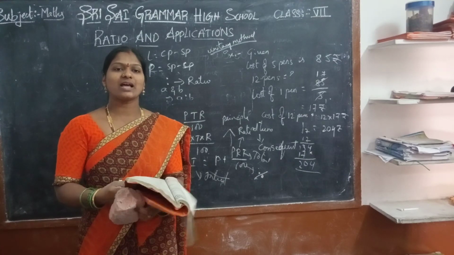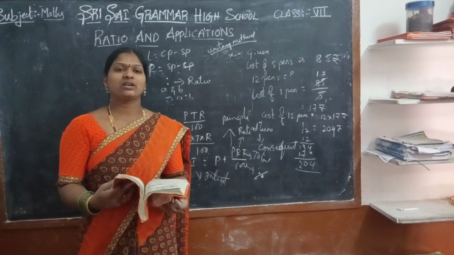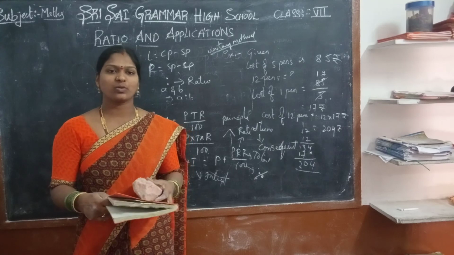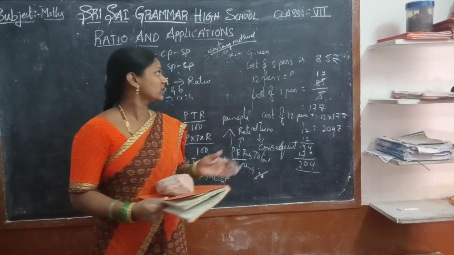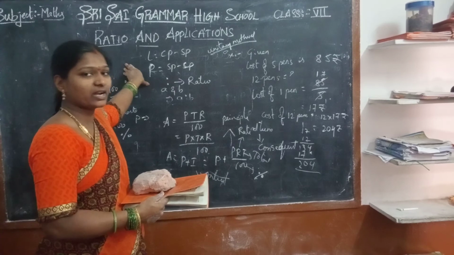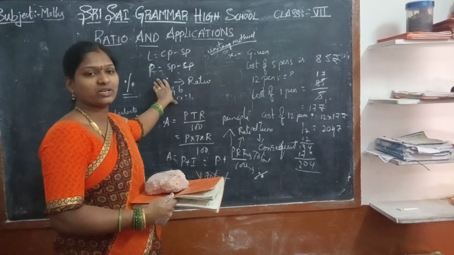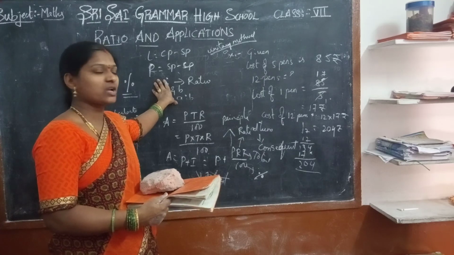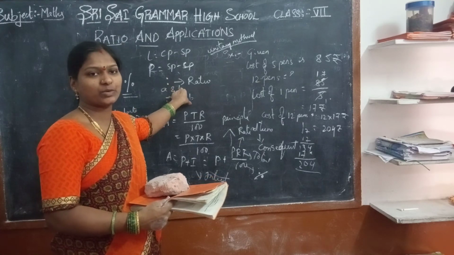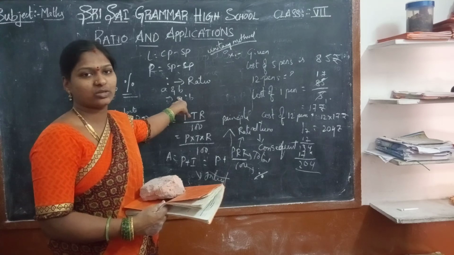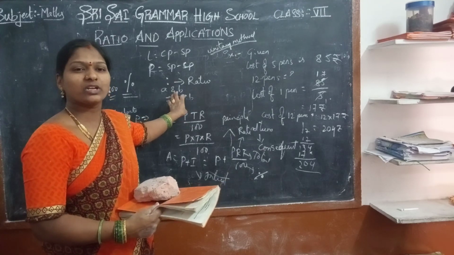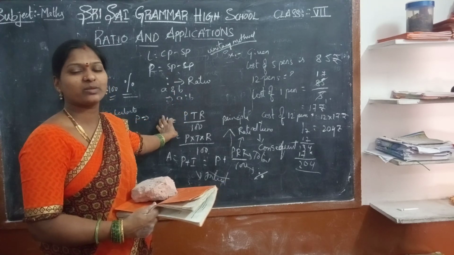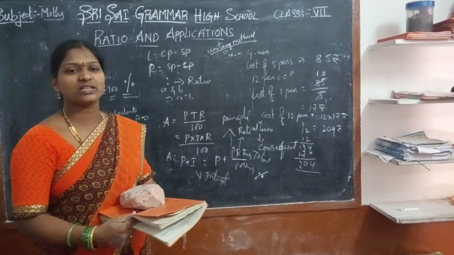In the next class we are going to learn exercise 1 and exercise 2. This class was only the introduction of ratio and application. Before going to the exercise, you revise the key concepts: direct proportion or indirect proportion, percentage, ratio, proportion, and the unitary method, and how they are applied on each sum.